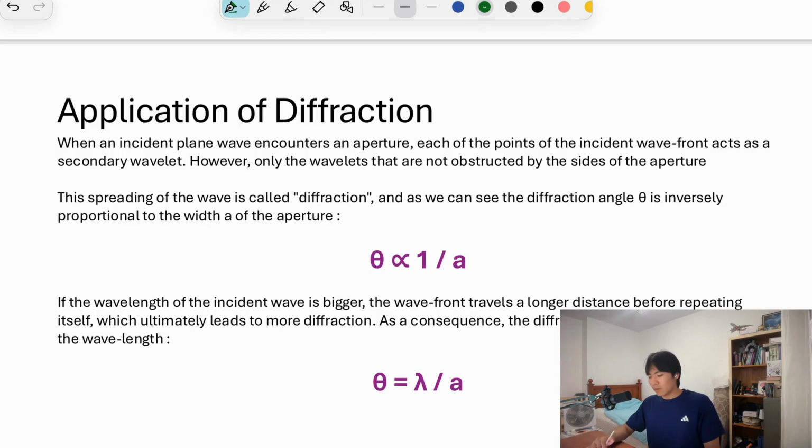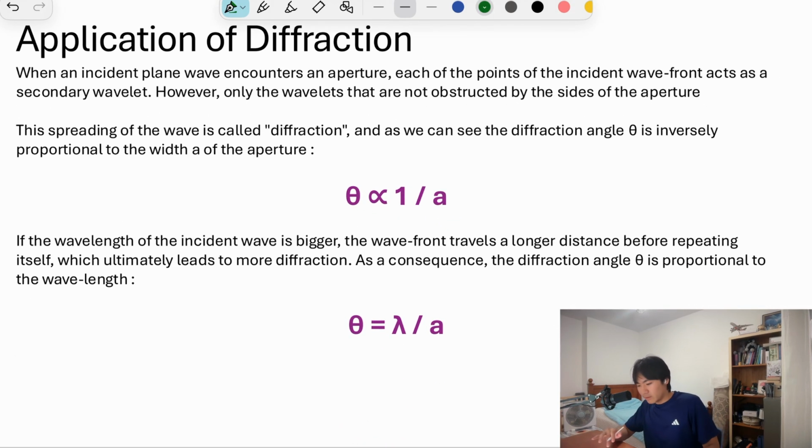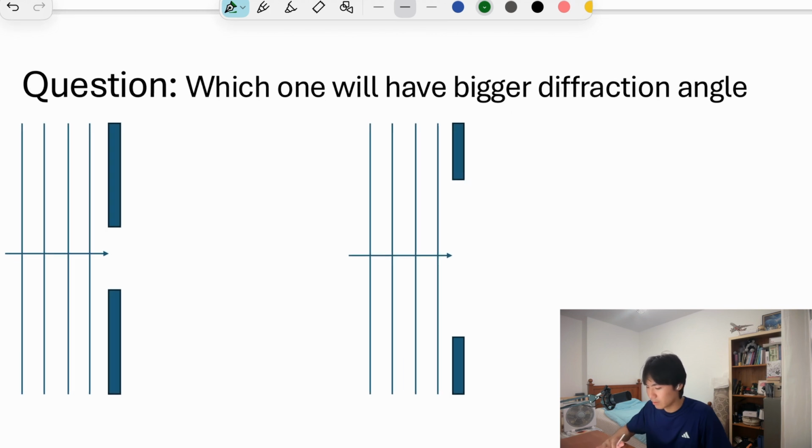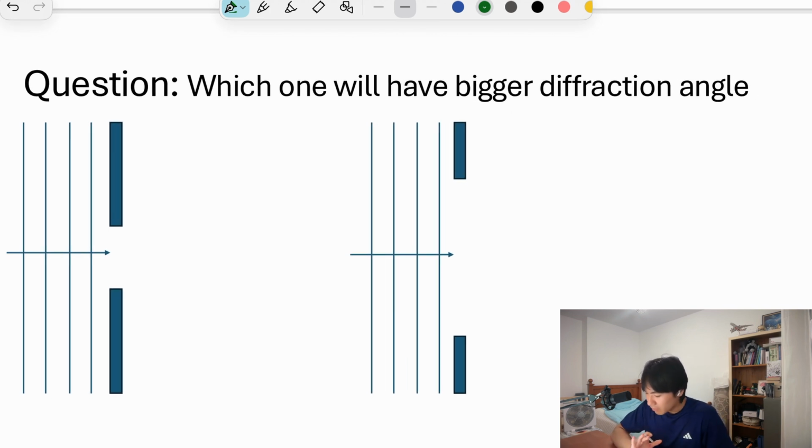Okay, so let's look at the concept down here. This I'll cover after covering this page. What do you think? If you imagine these wavelets, these wavefronts have the same wavelength and they're in the same medium. The only difference between these two is the aperture length. As you can clearly see, the one on the right is clearly bigger than the one on the left.